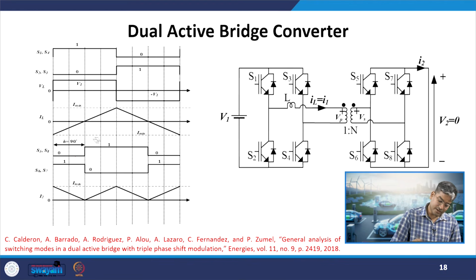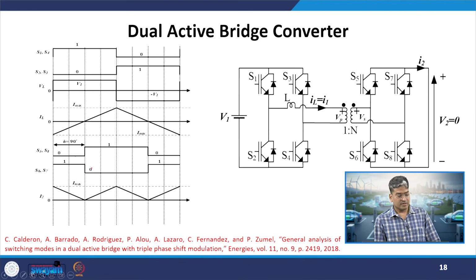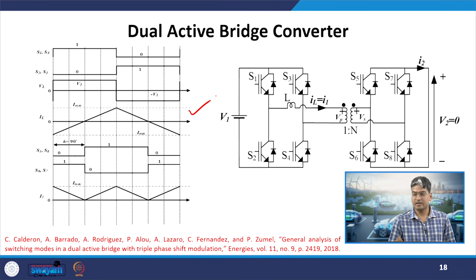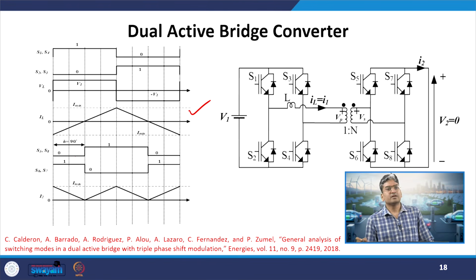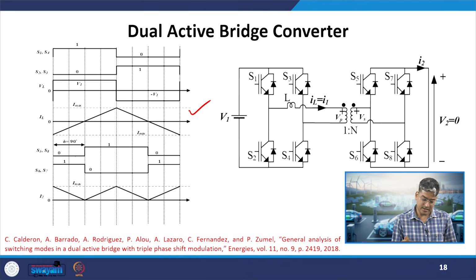Now if I try to find out the I2 waveform, assuming this is my IL waveform, because we have not changed anything from the primary side, we are just shifting the pulses of the secondary side and observing the behavior of this dual active bridge. Okay, so when it is shifted by 90 degrees, I2 will be entirely positive.